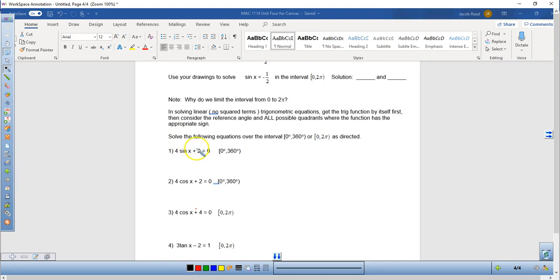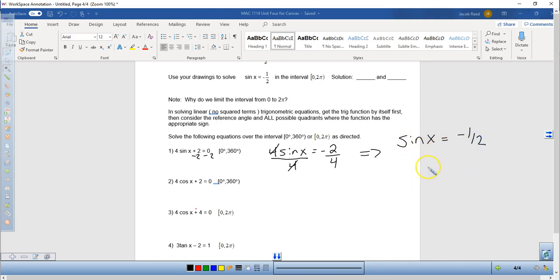we have 4 sine of x plus 2 equals 0. We're going to solve it just like every other equation, get sine by itself, and then try to figure out the angle. So if I want to get this by itself, I'm going to subtract 2. So now I have 4 sine of x is equal to negative 2. And then I divide by 4. So I get that sine of x is equal to negative 1/2.